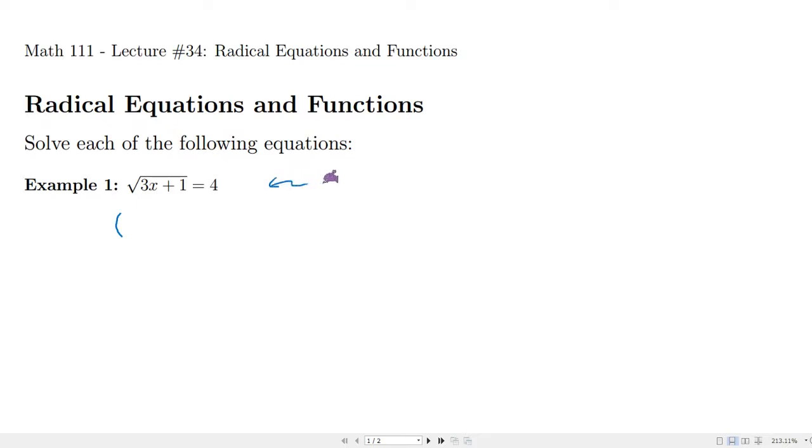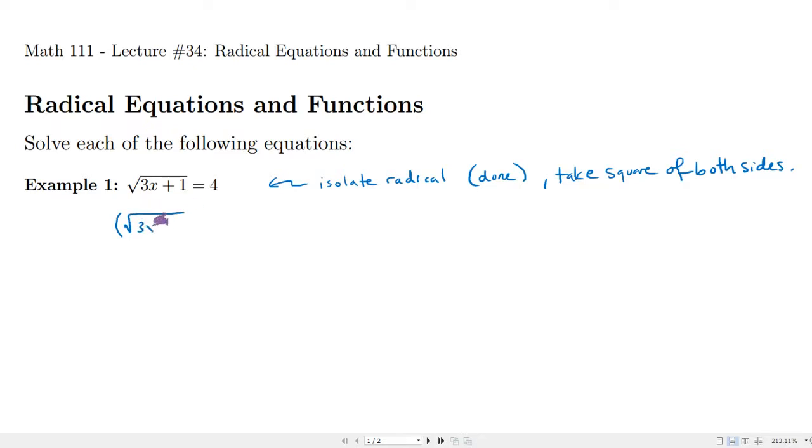So isolate the radical, which is done, and take the square of both sides, right? Because we already know that both sides are equal, so if we square both sides, then that will also be equal. So the square root of 3x plus 1 quantity squared is equal to 4 squared.